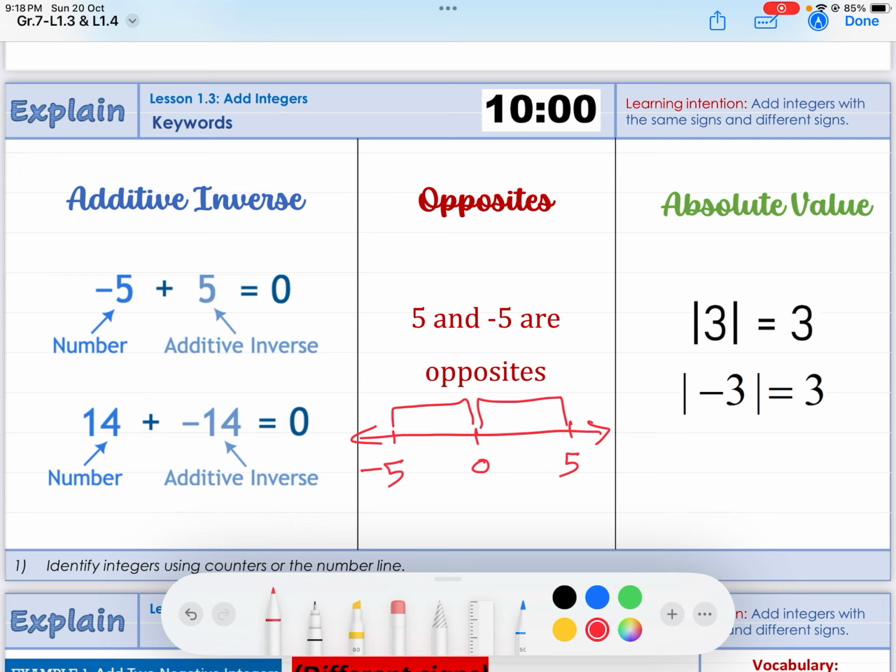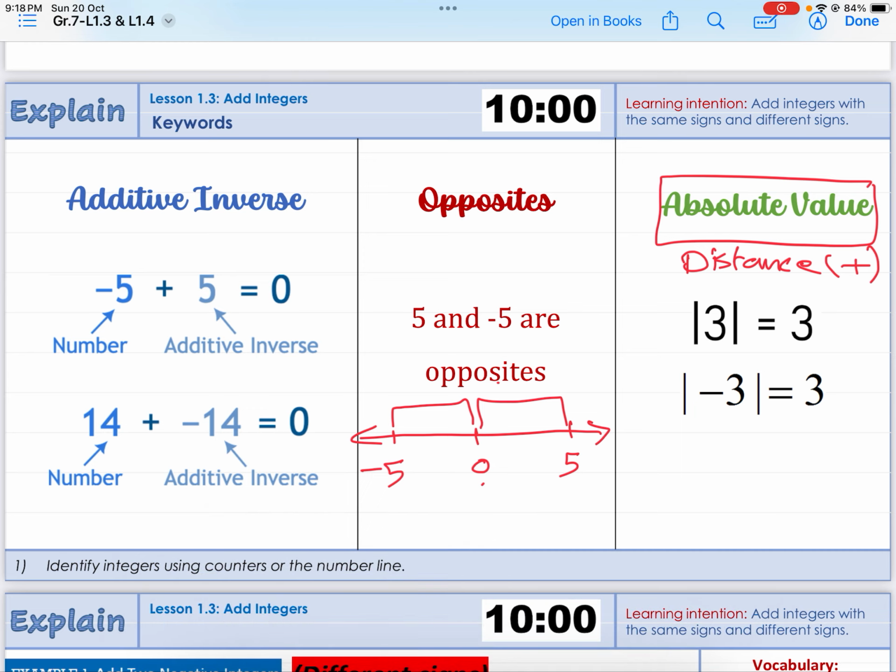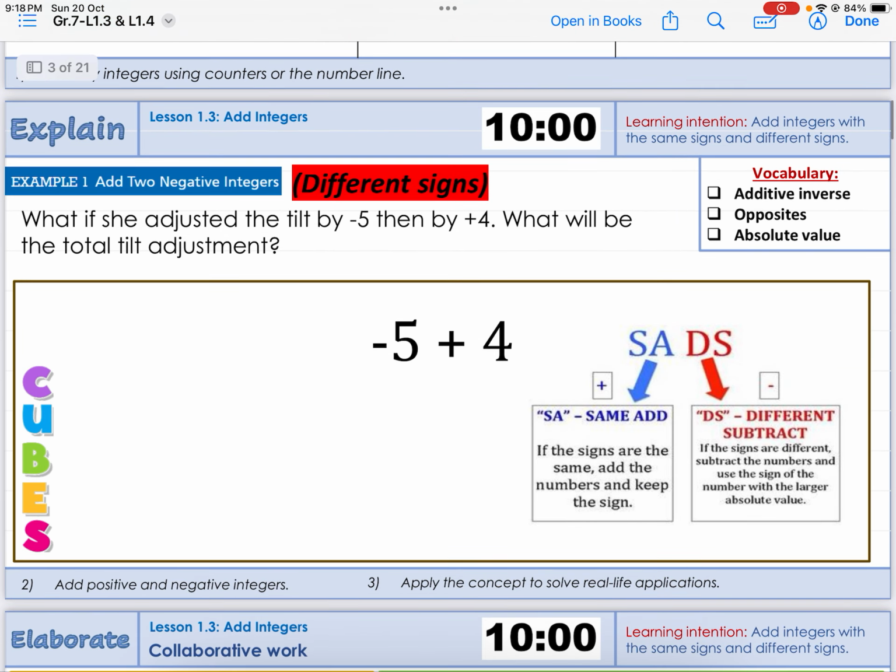directions, okay? And let's not forget, girls, the absolute value. The absolute value of any number is always positive. Why? Because absolute value represents the distance, how many steps away a number is from 0. And distance is always positive. So the absolute value of 3 is 3, and the absolute value of -3 will be 3 as well. Okay, so let's move on.